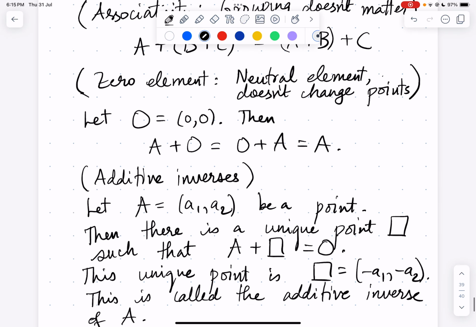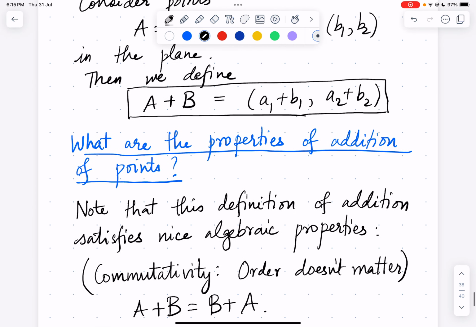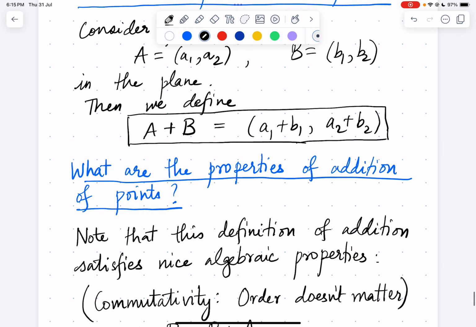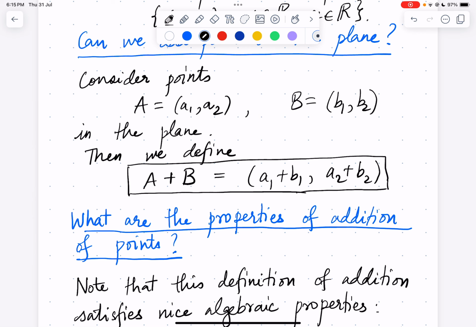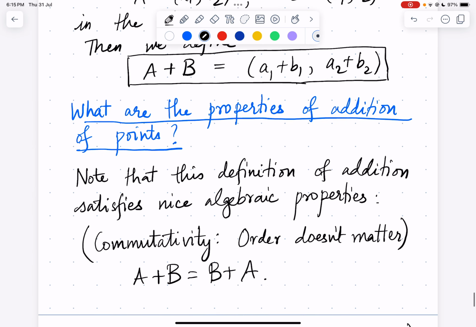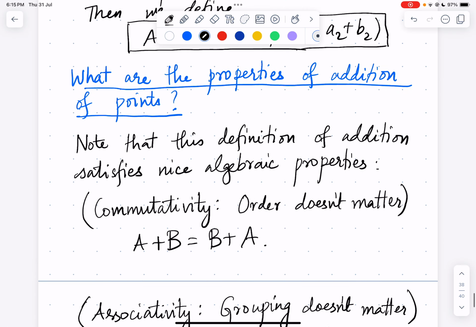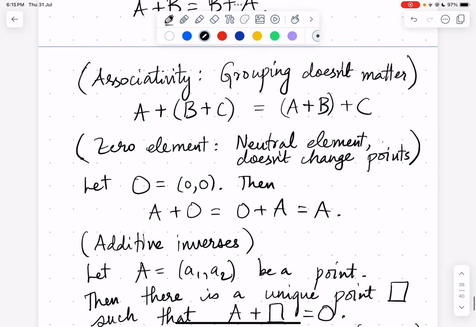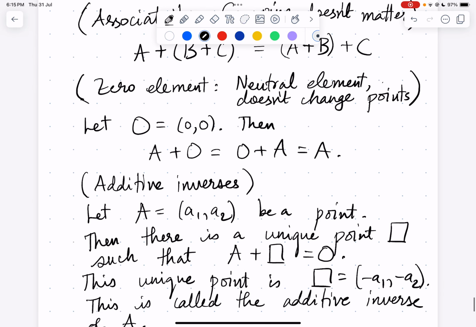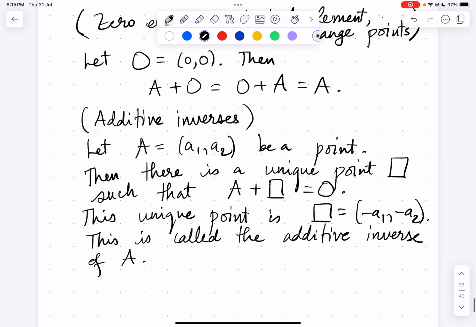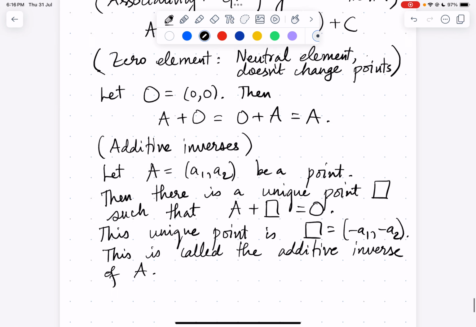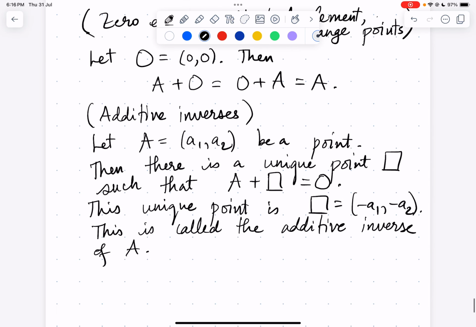Okay, so addition of points as defined above is the coordinate wise, or component wise, addition of points. So basically, to add 2 points you just add coordinate wise. This is what the definition says, and this definition of addition satisfies these nice algebraic properties. We have commutativity, associativity, a zero element, and additive inverses for points. Okay, so this is how we can add any two points in the plane.